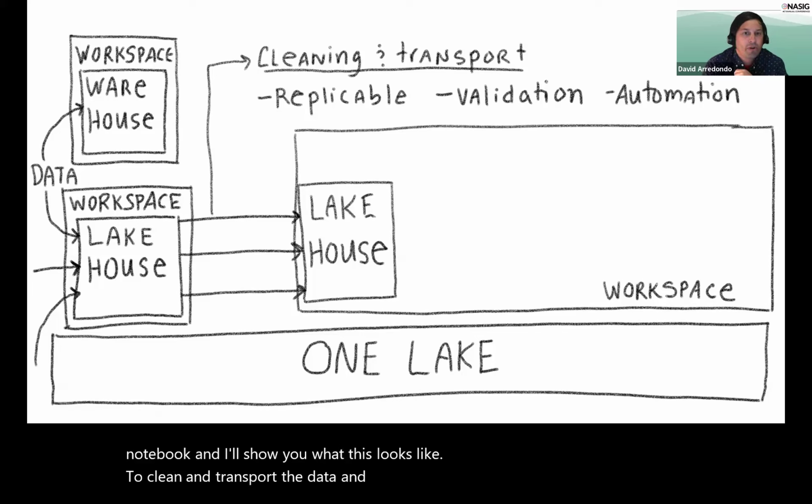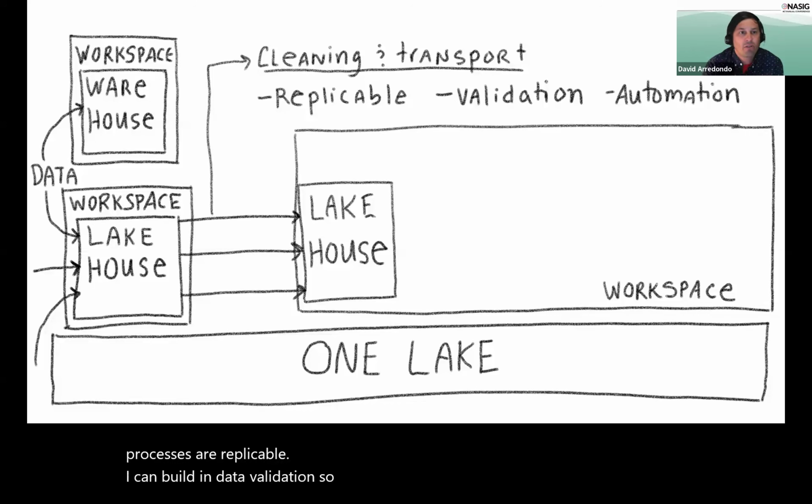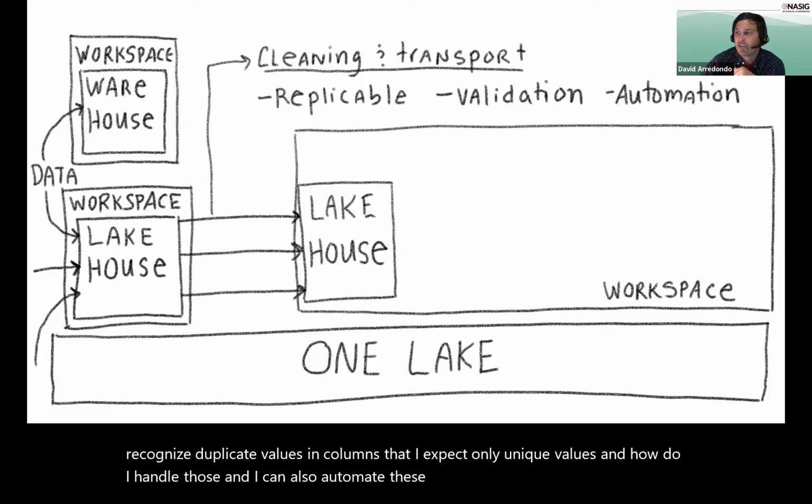And because I'm using notebooks, my cleaning processes are replicable. I can build in data validation. So how do I want to handle null values, or how do I recognize duplicate values in columns where I expect only unique values, and how do I handle those? And I can also automate these transportations and cleanings into a new lakehouse.